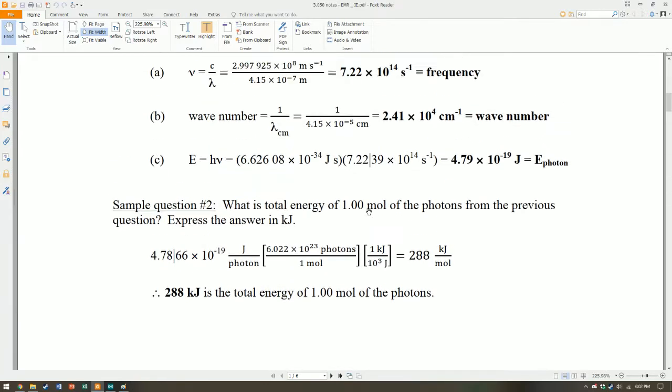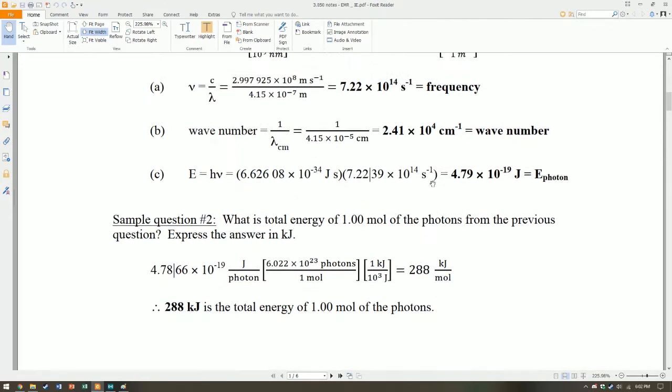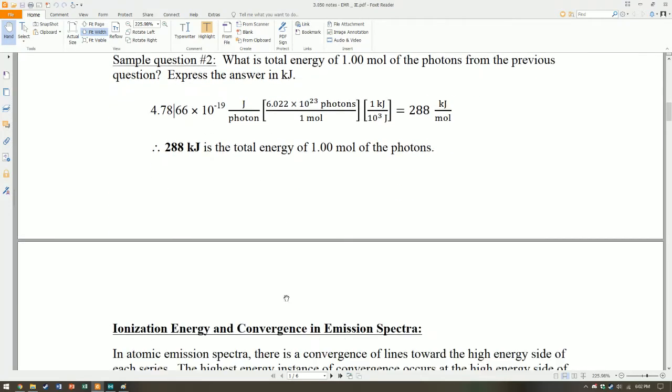Sample question 2 is, what is the total energy of a mole of photons in the previous question? We know that for every photon, there is this many joules from the previous question. And for a mole of photons, that's just 6.022 times 10 to the 23 of them. Then we're just dividing here to get kilojoules instead of joules, and we have 288 kilojoules per mole of photons.